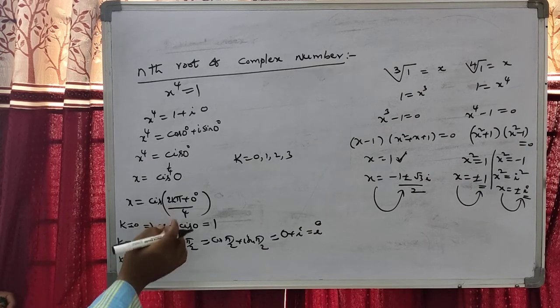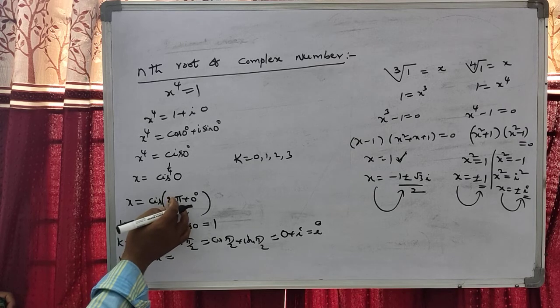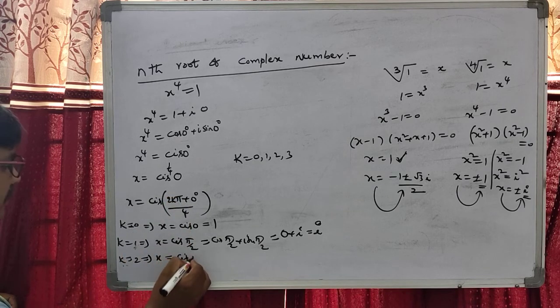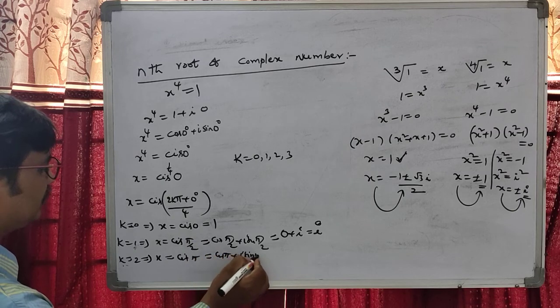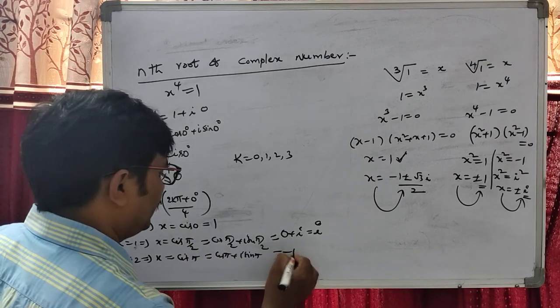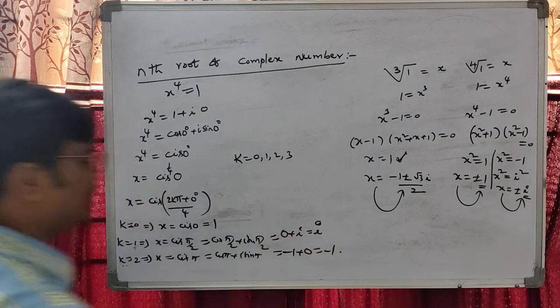For k equal to 2, 2 twos are 4, 4 and 4 cancel, so that is cis pi, cos pi plus i sin pi. Cos pi is minus 1, sin pi is 0. That is minus 1.